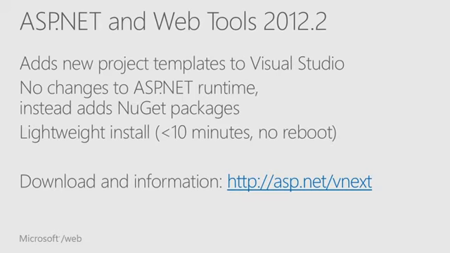Now, we just talked about this, 2012.2. This is ASP.NET and Web Tools 2012 Update 2. This came out on Monday, if I remember correctly. Yeah. This actually adds new templates to Visual Studio. This is an interesting one because it's not necessarily runtime, change-your-machine-level things. Right. It didn't install new things into the global assembly cache, and it's not going to break your applications.